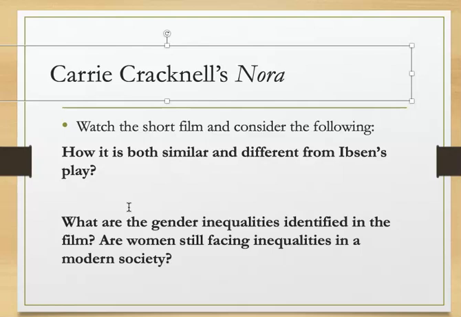There will be a little corresponding worksheet that you can complete and hand in for participation related to the short film Nora. And then also the question is, what are the gender inequalities that the filmmaker Carrie Cracknell is trying to bring out or expose in the film? So her viewpoint is that women are still facing inequalities today in a modern setting. We haven't solved all of these issues from Ibsen's time. They're still relevant. The play is still relevant, but in different ways. So it resonates with modern audiences, but for different reasons.